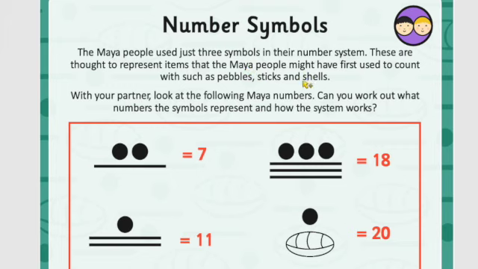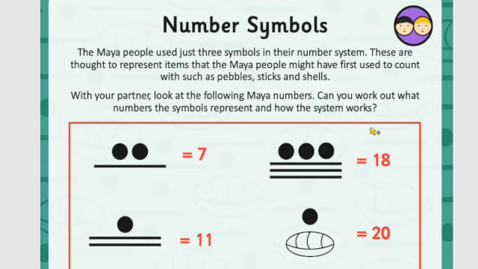So when they first began counting, archaeologists think this is what they used, and then they started to draw pictures of those. As you can see here, we've got lines, we've got dots, and we've also got a shell. Here we've got number 7, number 11, number 18 and number 20. Can you work out what numbers the symbols represent and how the system works? I've given you the number, but can you work out what each of those different symbols might represent?